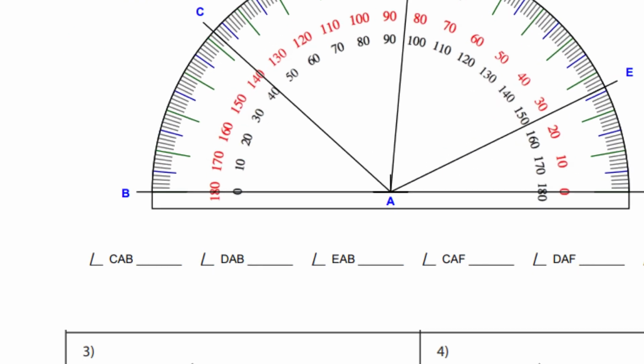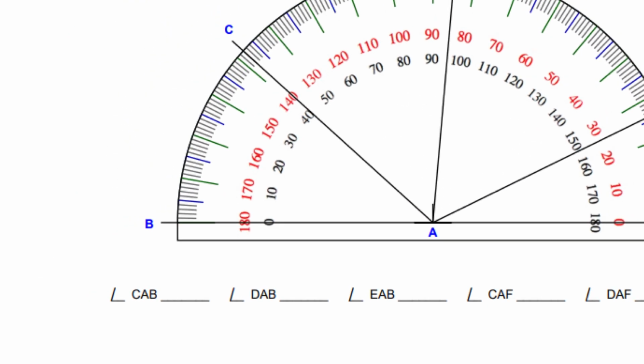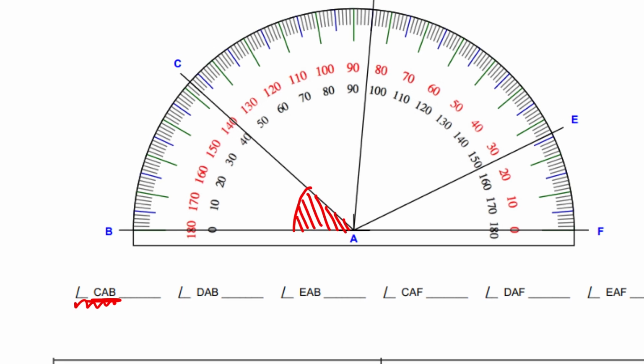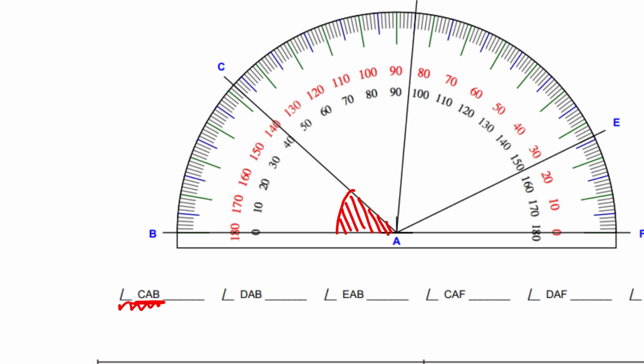All right. So on this first one, it asks for the measurement of angle CAB. CAB is this angle right here. Now, is this angle more or less than 90? Definitely less. So we're looking at the small numbers. It's somewhere between 40 and 50.